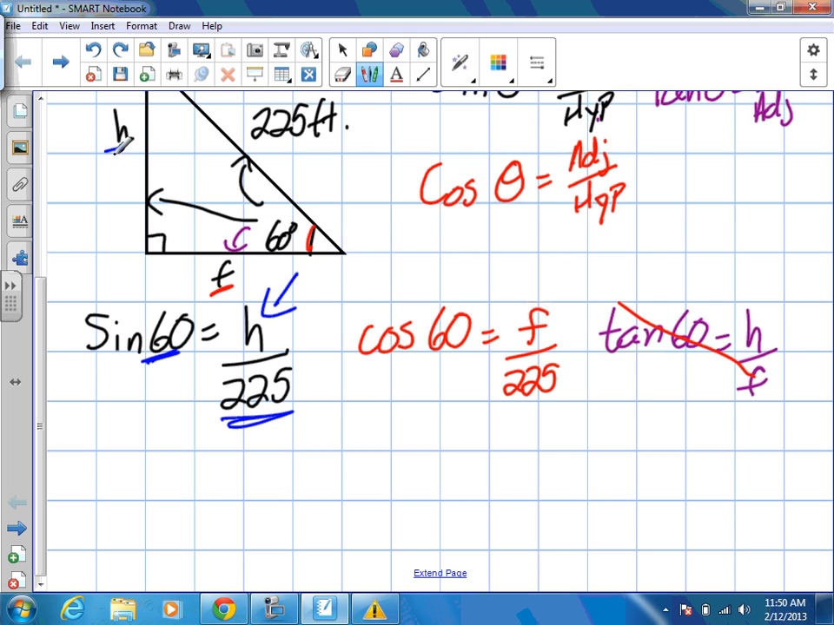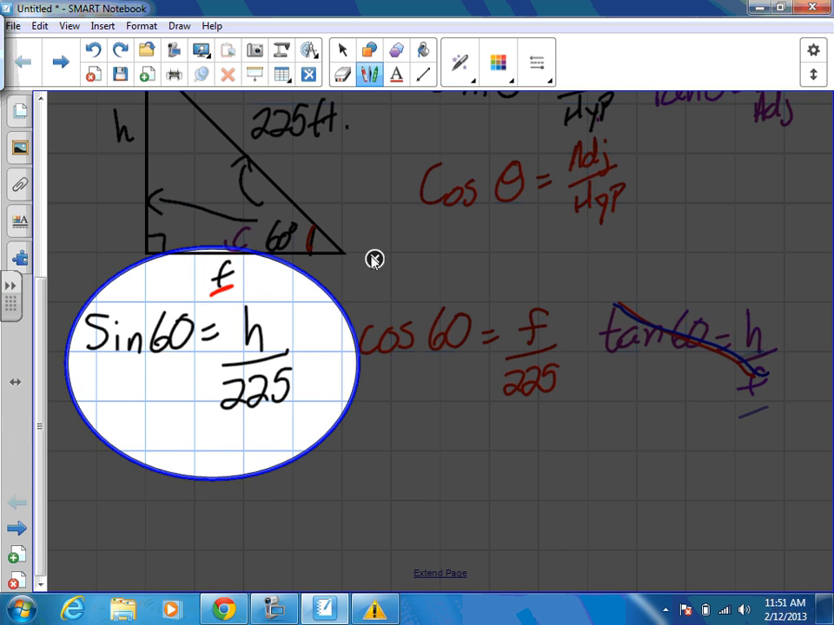And side h is what we're looking for. So if you're ever confused on which of the three to use, you can set all three of them up and look for either the variable we're missing or if we even have enough information to solve using one of the other ones. Tangent, we couldn't even solve anything with. Okay? So we're going to work with sine 60. That's going to be the important one. So I'm going to bring that to the forefront.